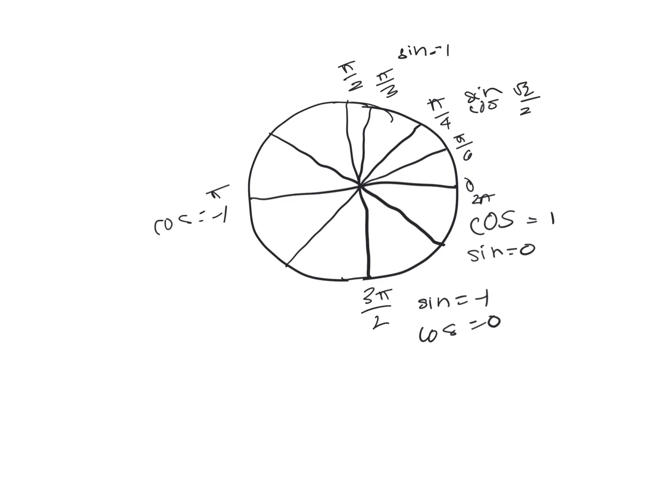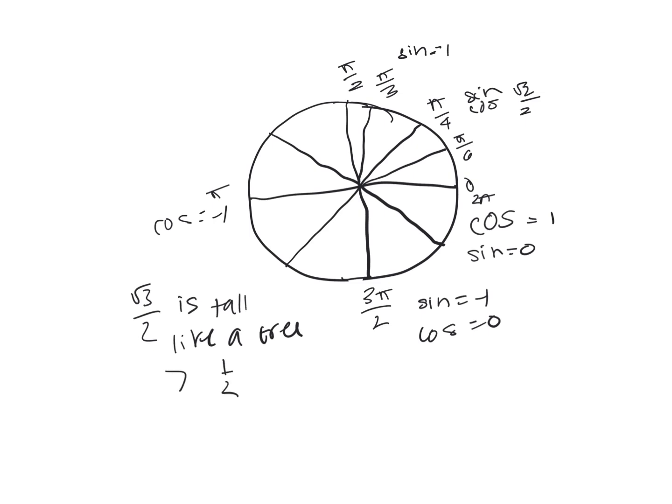So, how do you remember at pi over 3 and pi over 6 which one is root 3 over 2 and which one is 1/2? This is my easy method. Remember, root 3 over 2 is tall like a tree. So that means it is bigger than 1/2.